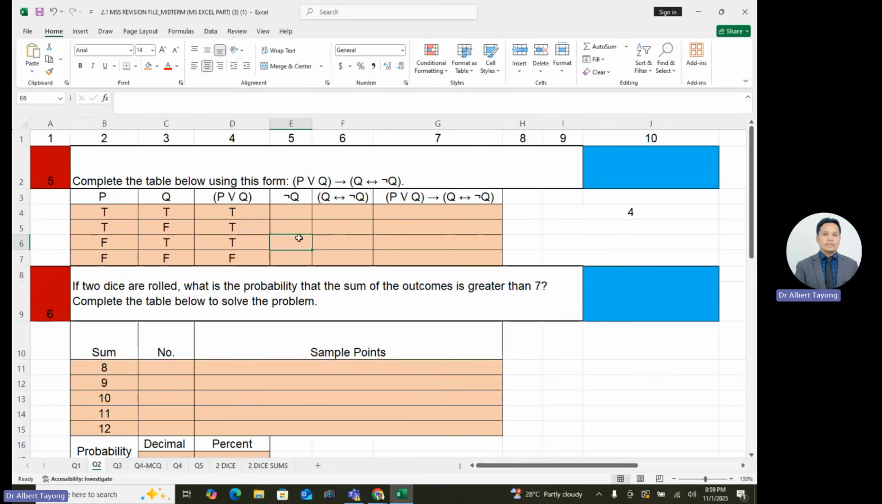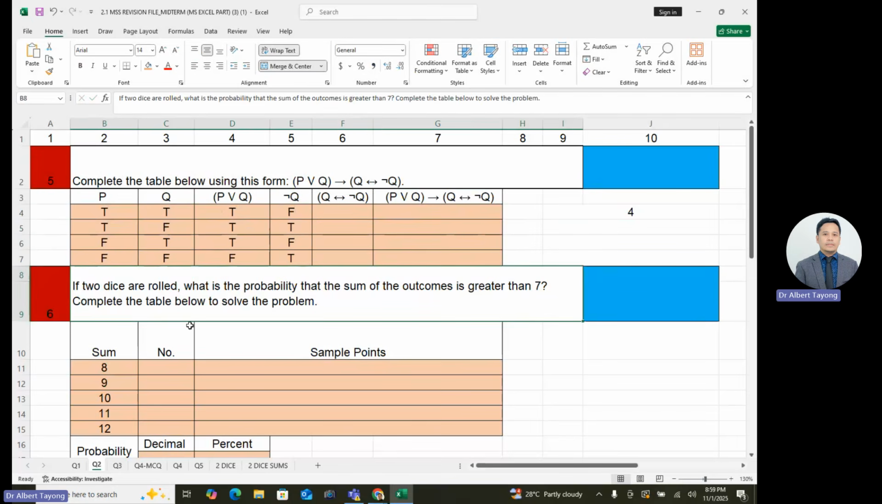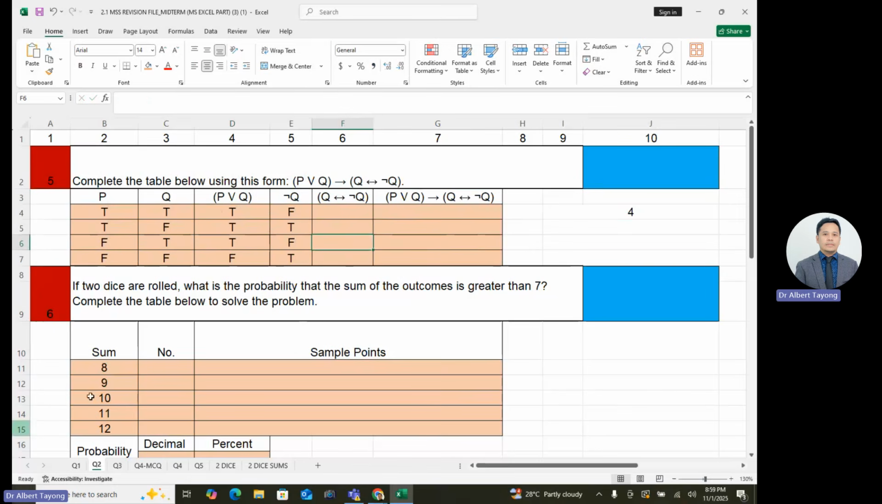Okay, so the next is not Q. It means the opposite of Q. Our Q is true, false, true, false. So the opposite of this would be F, T, F, T. And next, the whole group, which is Q if and only if not Q. The best technique here is to highlight the columns so you'll not be confused. This is our Q and this is our not Q.